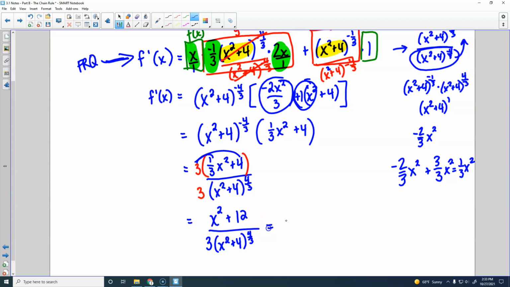And this is probably how they leave it. If they don't leave it like this, they'll leave it like this. They might do 3 cube root x squared plus 4. I don't think they'll distribute, but they might write it as a root. I don't like it written as a root because you got that 3 and the cube root there. So the hardest part about these is definitely simplifying, because you were done with calculus after step 1. That was the only calculus that you were doing.